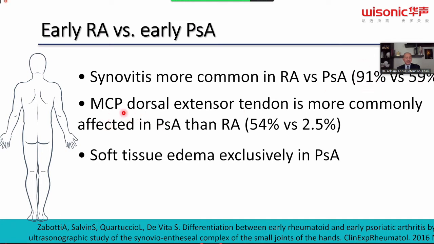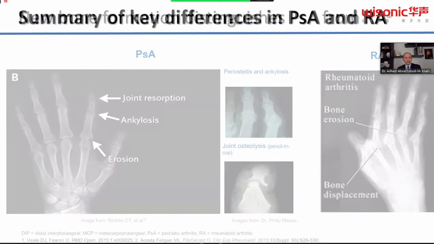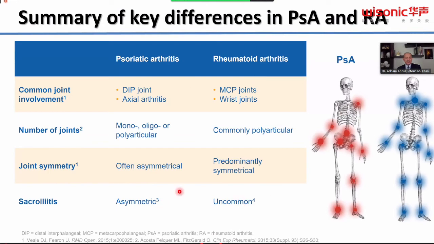Affection of the MCP dorsal extensor tendon is more commonly affected in psoriatic than rheumatoid, 50% in psoriatic versus 2%. That's early in the rheumatoid. The soft tissue edema and the dactylitis is fairly exclusive for psoriatic arthritis. So it's very nice to know with the ultrasound when to use it, how to use it, on which to use it. I will not go through this differentiation because everyone knows that.